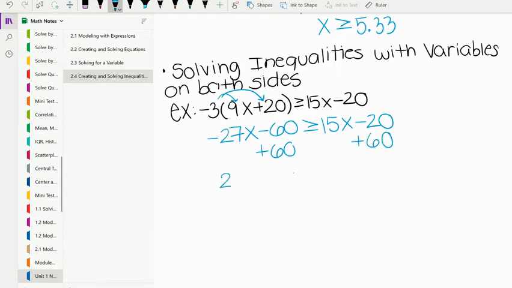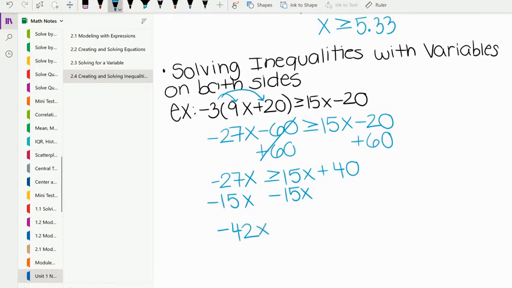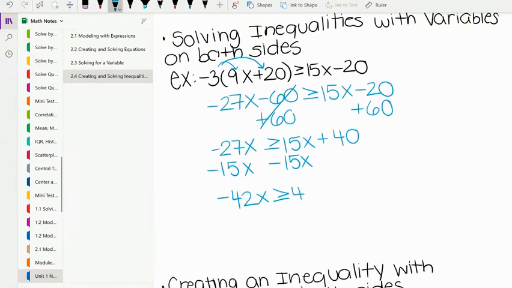So I get -27x. Those 60s cancel. I bring down my inequality sign. Then I get 15x, and I have -20 plus 60, which is 40. Then I'm going to subtract that 15x, so I get -42x. I bring down my inequality sign, 40.